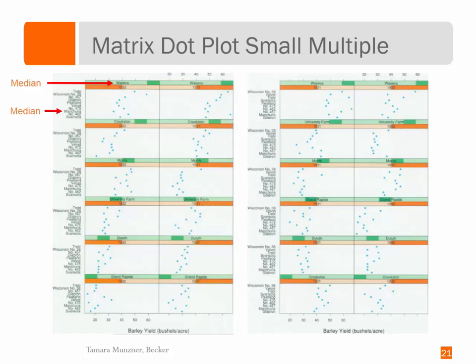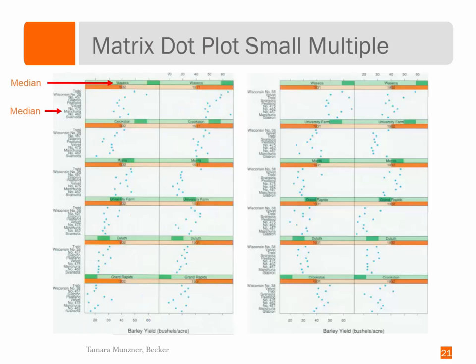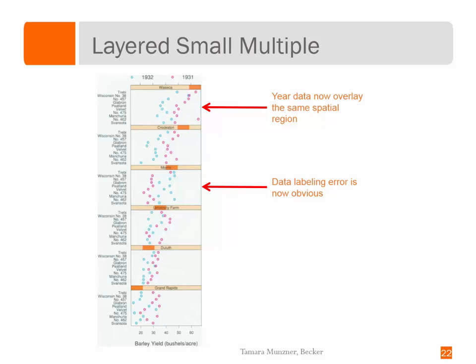Now, I also want to bring in the concept of layering here. We discussed that before: if we have shared, similar encoding, we can layer one particular visualization on top of another. And that's what we see here. Here we've taken our barley yield small multiple visualizations that we were looking at on the left-hand side of the previous page, and we've essentially layered them on top of each other, and we made one small change.